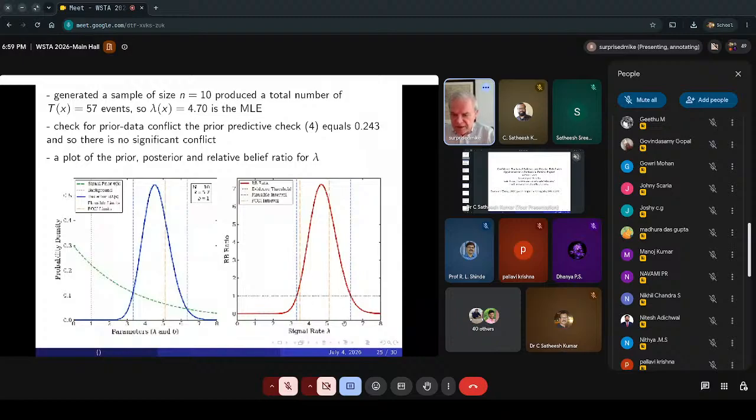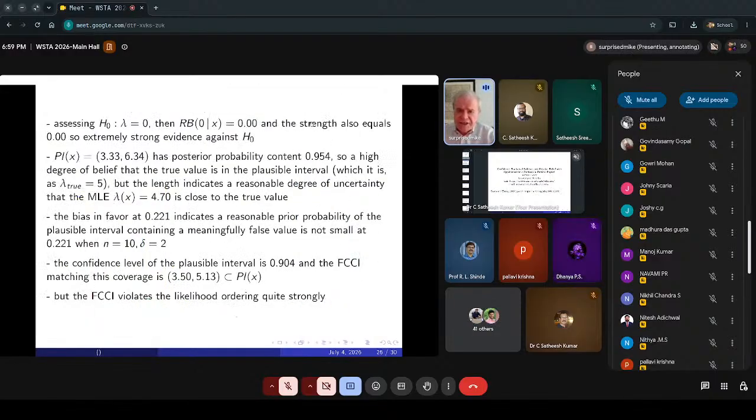But this value is not in the Feldman-Cousins confidence interval. I think that's illogical. That's perhaps my major complaint with the Feldman-Cousins. These intervals are not likelihood intervals in this context. And if I test, well, here, I'll go quickly through this.